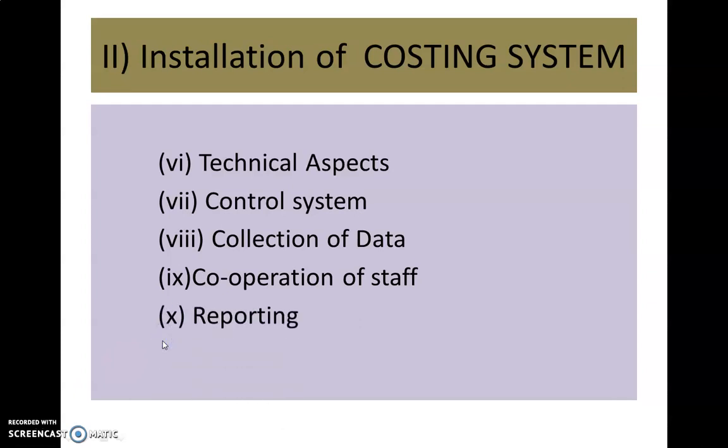Next one is called reporting. Reporting is yet another factor to be considered before installing a cost accounting system. This is because the cost accounting system to be finalized must ensure frequency and promptness in reporting cost data to all levels of management. Further, duplication of reporting should be avoided. Only that information which is relevant for the management in a particular context should be reported.